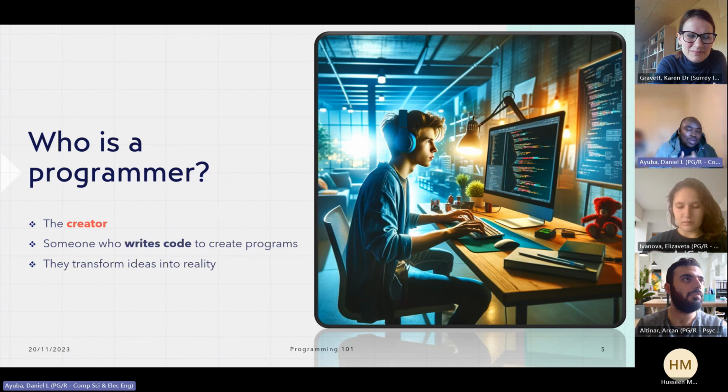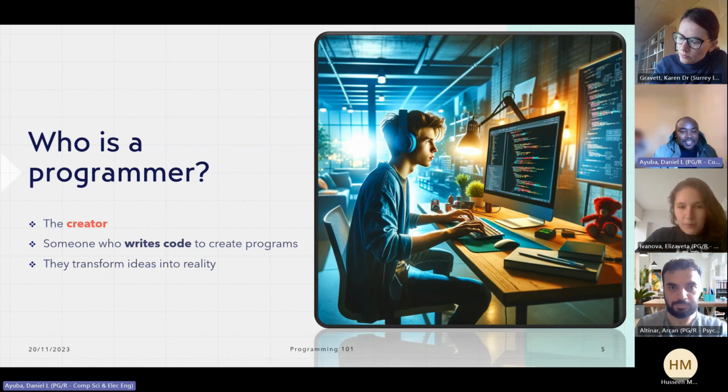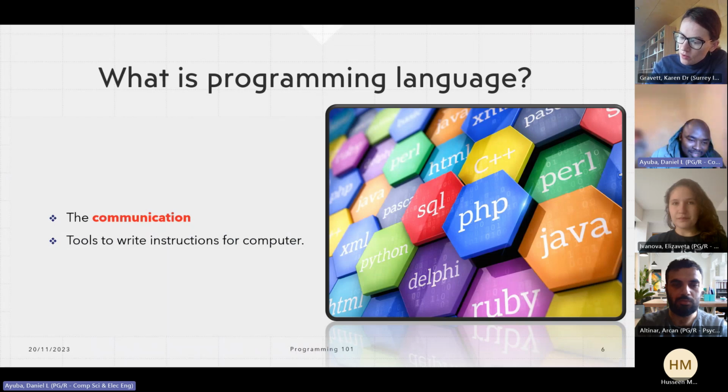Who is a programmer? In case you're asking, a programmer is actually the creator. This is someone who writes code to create computer programs. They are the people that transform their ideas into our own reality. Sometimes you will see this word used interchangeably. They call them programmers or they call them coders, right? But there is a missing link between program and programmer, right? We're going to find that in the next slide, which is programming language.